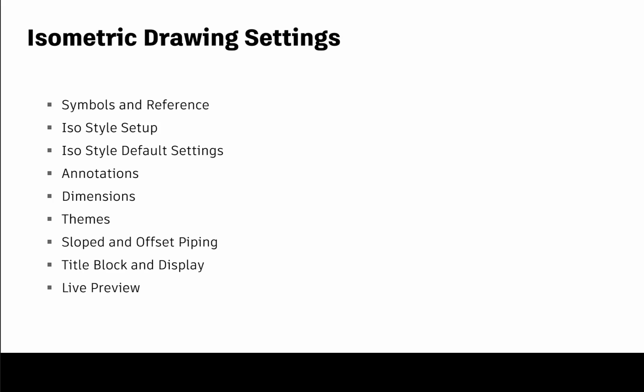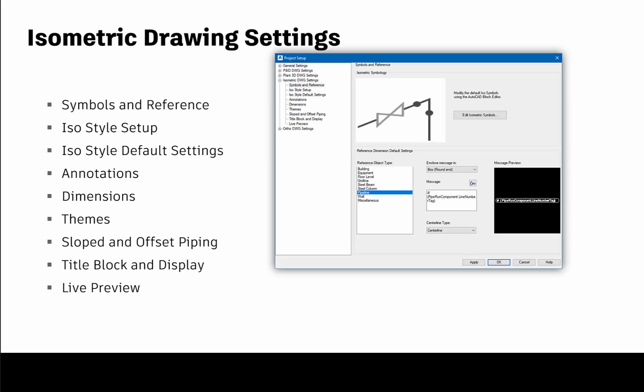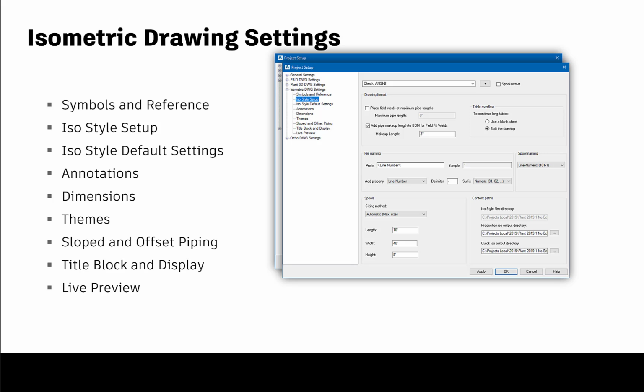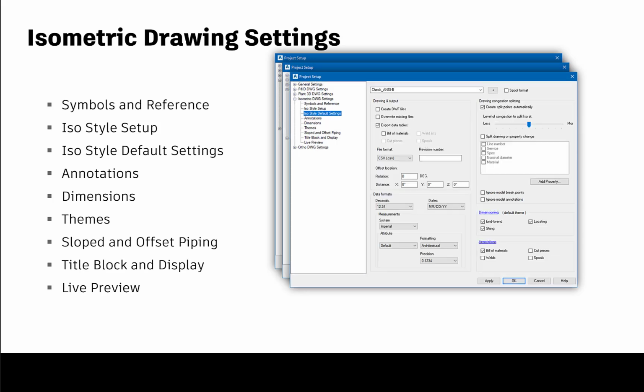The isometric drawing settings: there's a way inside of AutoCAD Plant 3D that allows you, from the project setup dialog box, to control the output of your ISO sheets that are generated from the 3D models, your symbols, your dimensions, and your annotations. We'll start with the symbols and reference. You can customize, as you can see here, your 2D symbols that are used to represent your 3D components in your ISO sheets. You can also adjust your drawing format, your filing and spool naming, your spool sizing, and ISO output paths.